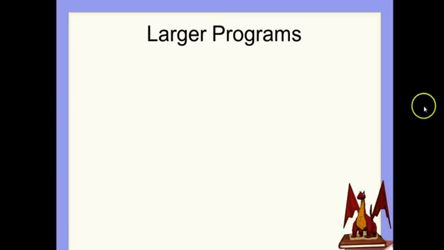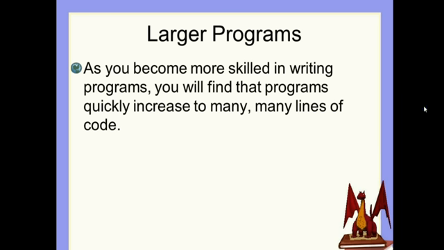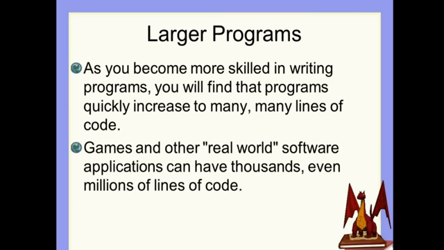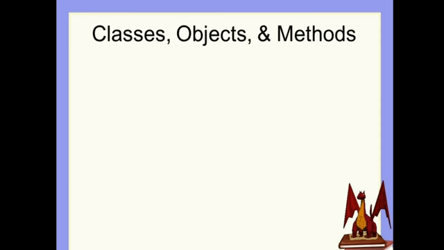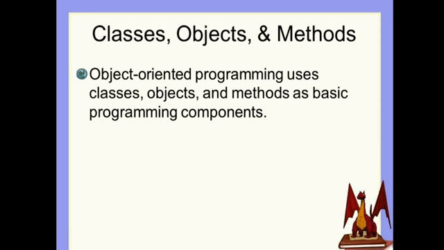Okay, so as you write bigger and bigger programs, and you're already finding this, that you're writing lots and lots of lines of code, it can get a little bit unwieldy after a while. You should know that games and other software can have thousands, even millions of lines of code. It gets kind of crazy. So how can you tighten it up and make it more organized? You can use methods.